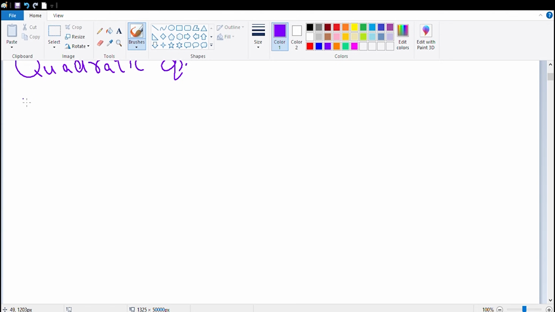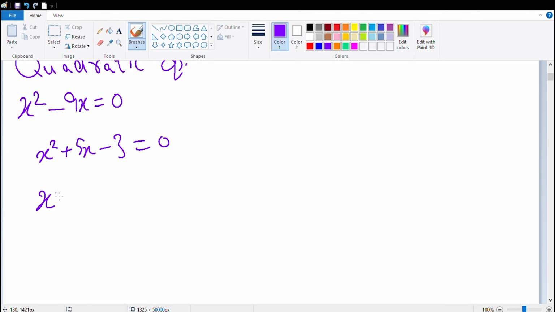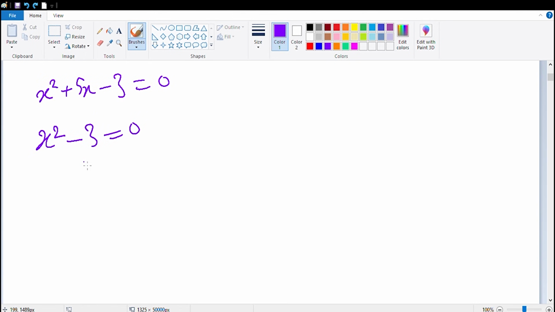And quadratic equations can be like x squared minus 9x is equal to 0, x squared plus 5x minus 3 is equal to 0, or x squared minus 3 is equal to 0. These are all quadratic equations, and this is because of the value of the exponent of the variable, the max value. That's 2. So they're quadratic equations.